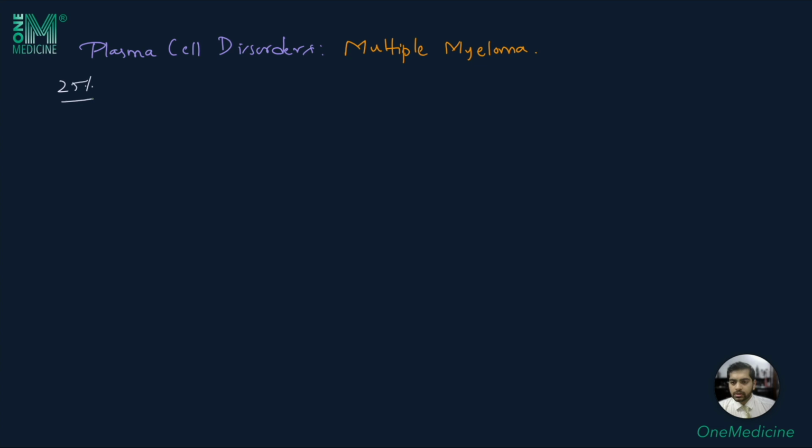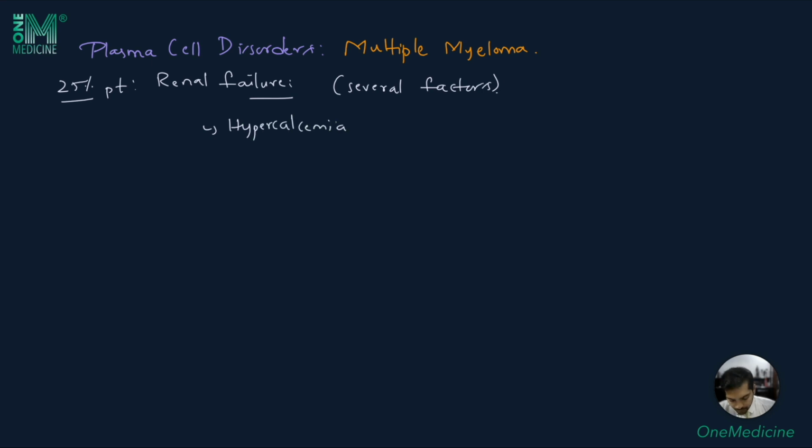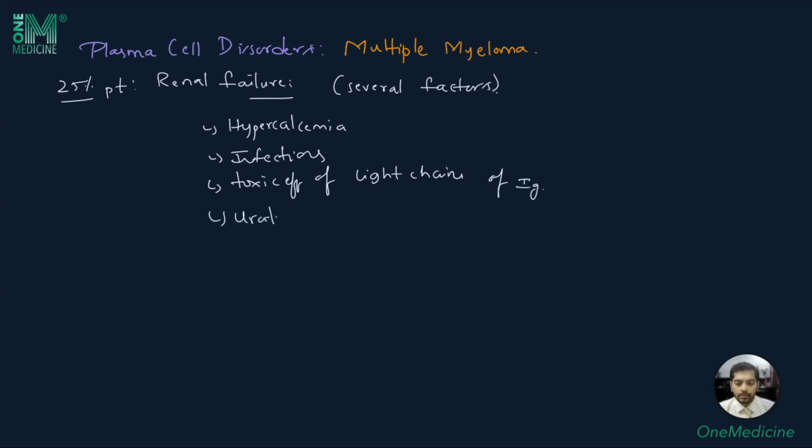About 25% of the patients experience renal failure. This can be due to several factors. The first one among them is hypercalcemia, infections, toxic effects of light chains of immunoglobulin, urate nephropathy, and dehydration.